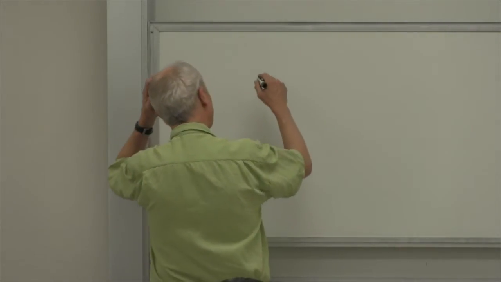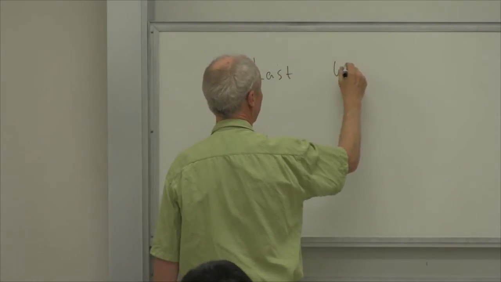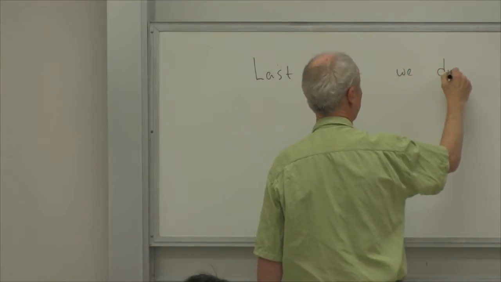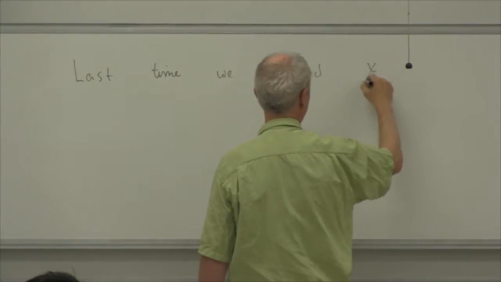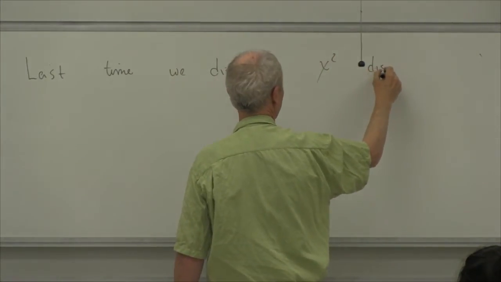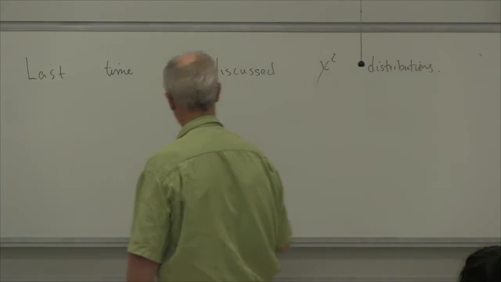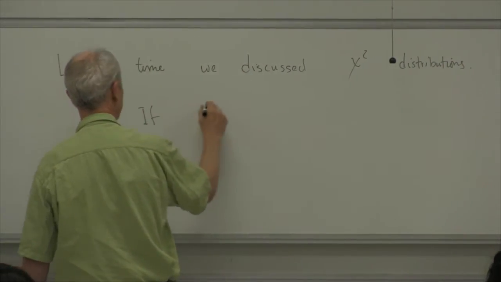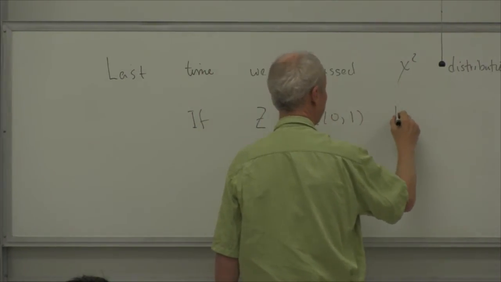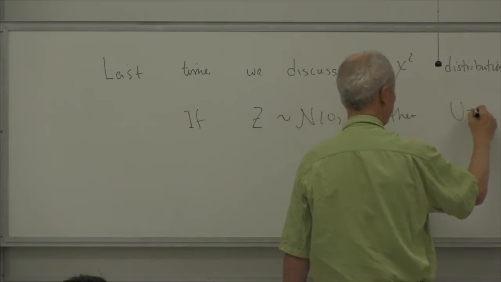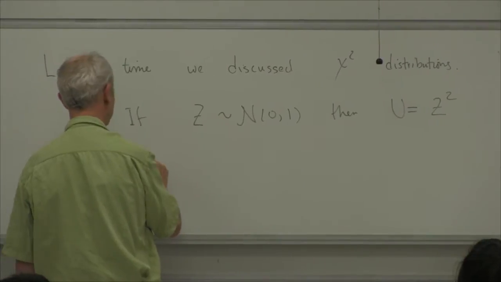Okay, so last time, we discussed chi-squared distributions. If Z is normal with mean 0 and variance 1, then U equals Z squared is called a chi-squared with 1 degree of freedom.